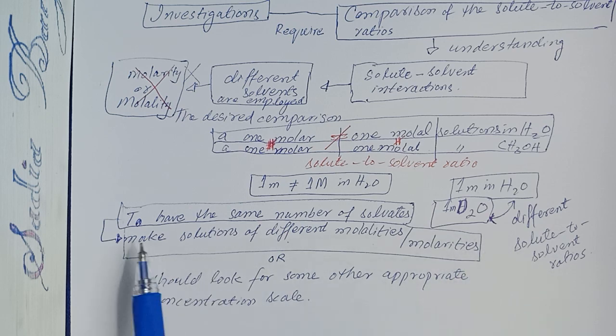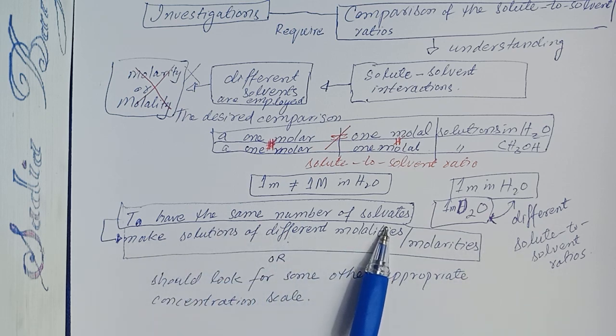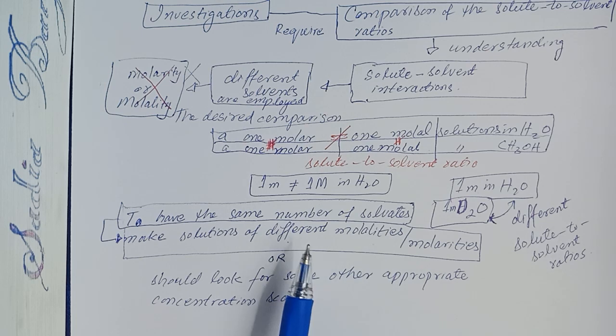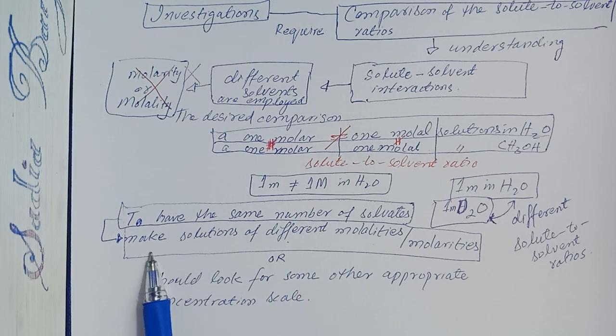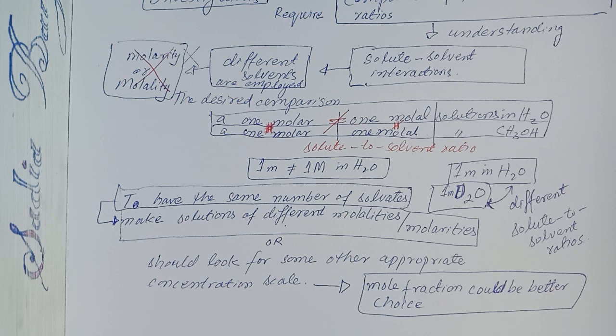So in order to have the same number of solvates formed in a given amount of moles of two different solvents, one has to make solutions of different molarities, or should look for some other appropriate concentration scale. While selecting another appropriate concentration unit, mole fraction could be a better choice, but the situation becomes more complicated if the solvents themselves are mixtures.